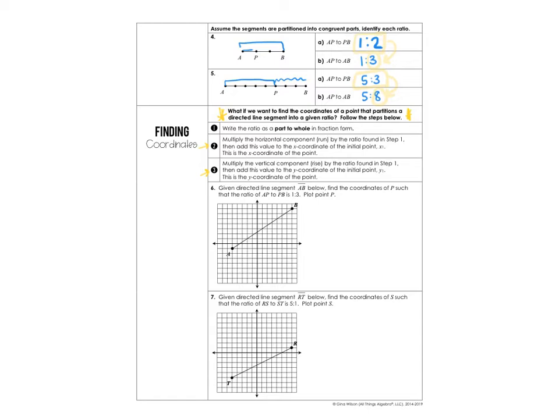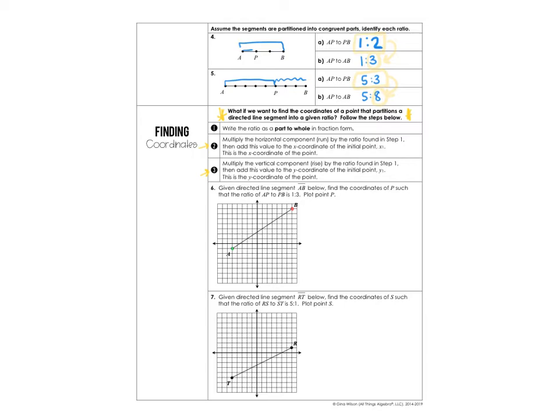So let's start working through number 6, and hopefully these pieces will fall into place for you. So the first thing that we're doing is it says, given the directed line segment AB, that means that A is our starting point and B is our terminal point. Find the coordinates of P such that the ratio of AP to PB is 1 to 3.